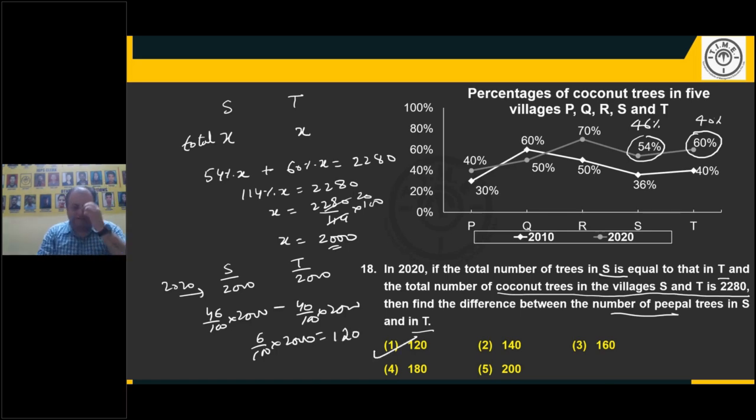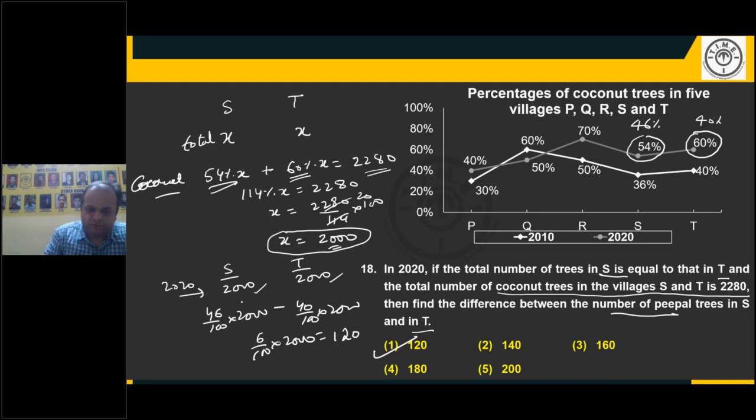Please check. Here we have assumed the total trees to be X in both places. If the total trees are X, then obviously for coconut trees, the equation would be 54% of X plus 60% of X is 2280. We solve for X, we get 2000. So in both places, the total trees are 2000.